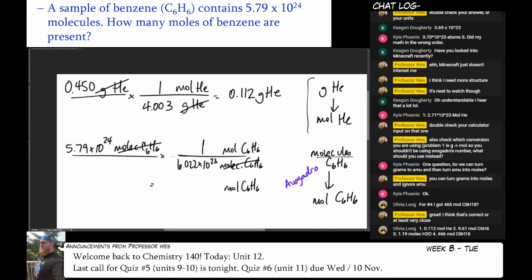5.79 times 10 to the 24. Oops, I hit the wrong button. Divided by 6.022 times 10 to the 23. Enter. And I get 9.614. So I only need 3 sig figs: 9.61 moles of benzene. There you go. Very good.